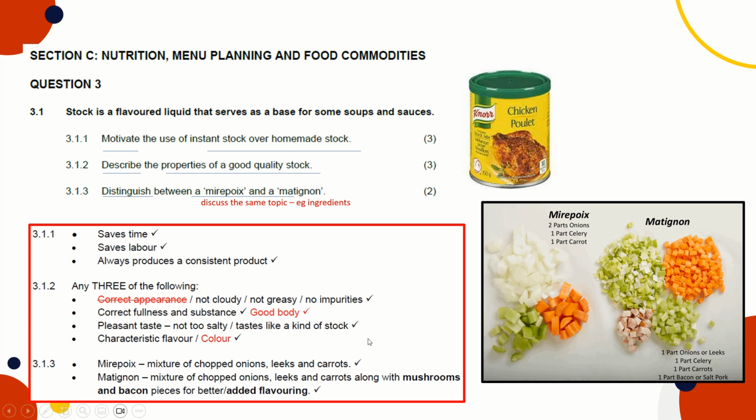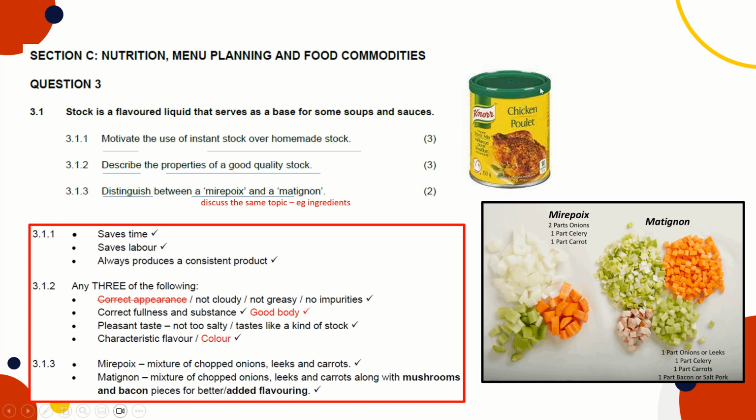Section C, this is on nutrition, menu planning, and food commodities. And the first one was on stock, which is a flavored liquid that serves as a base for some soups and sauces. The first question is you need to motivate why it is better to use instant stock over homemade stock.